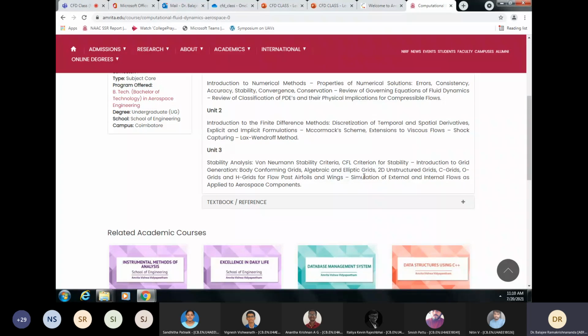For this stability analysis, we'll also get one CFL criterion for stability. This has some physical reason, but whatever we cannot explain by that reason, we just use some scaling factor to reason with the practically observed things. CFL is actually, each letter stands for one great scientist or contributor to CFD. Okay, we'll look at those names later.